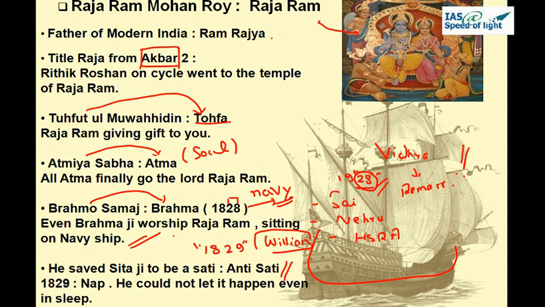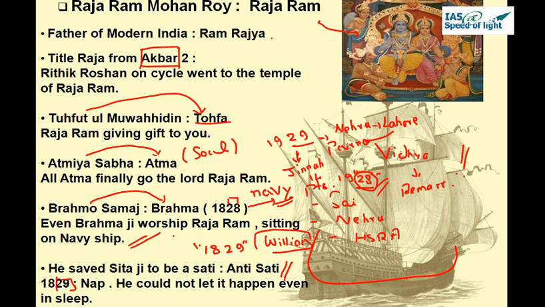And in which year it was passed? 1829. So 29 is Nab, and he could not let it happen even in sleep. Okay, Lord Ram could not let it happen. Raja Ram could not let it happen even in sleep. And P, that is nap, sleep. Initially, what all things we related with the 29 in 1929? Nap, it was Nehru, dreams, Lahore came, asking for Purna Swaraj. Yes, Purna Swaraj. And another thing, it was Jinnah shouting in dreams about his 14 points.